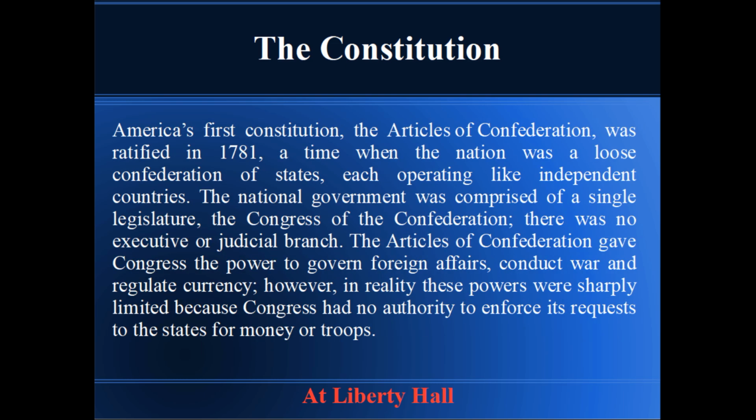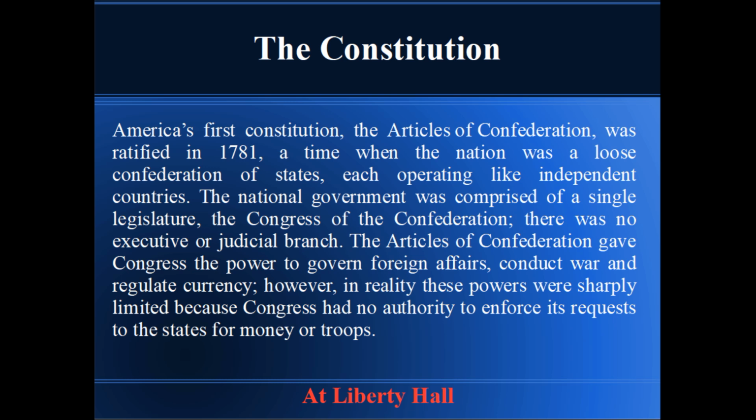America's first Constitution, the Articles of Confederation, was ratified in 1781, a time when the nation was a loose confederation of states, each operating like independent countries. The national government was comprised of a single legislature, the Congress of the Confederation. There was no executive or judicial branch.